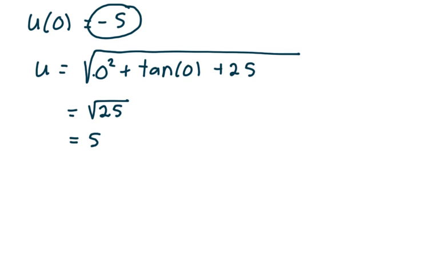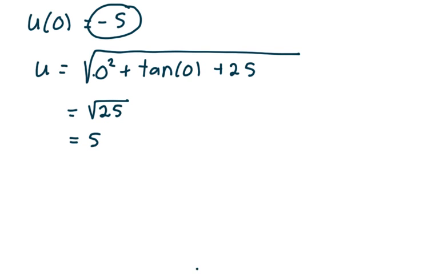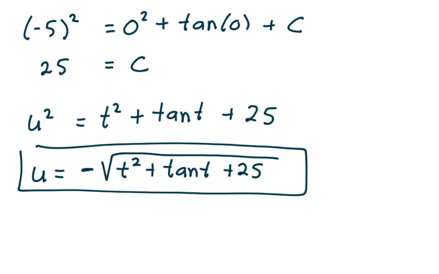So the question is, how do I compensate for that? Well, if I put a negative out in front of the radical, then I claim that the initial condition will be satisfied, because then you would end up taking negative the square root of 25. And negative the square root of 25 is indeed negative 5. And so this would actually be the correct answer. u equals negative the square root of t squared plus tangent t plus 25. So this question is really good in the sense of when you want to solve for u explicitly in terms of t. And that's example 2.